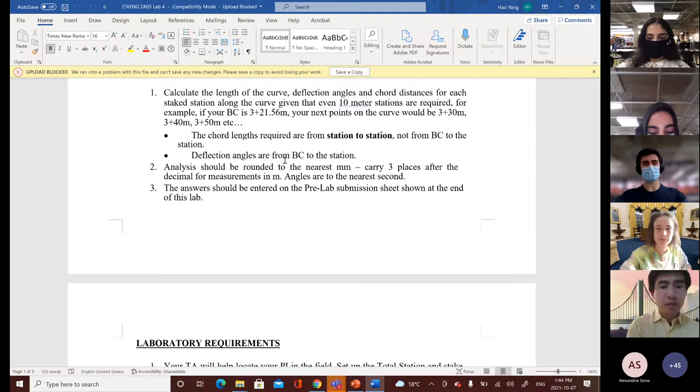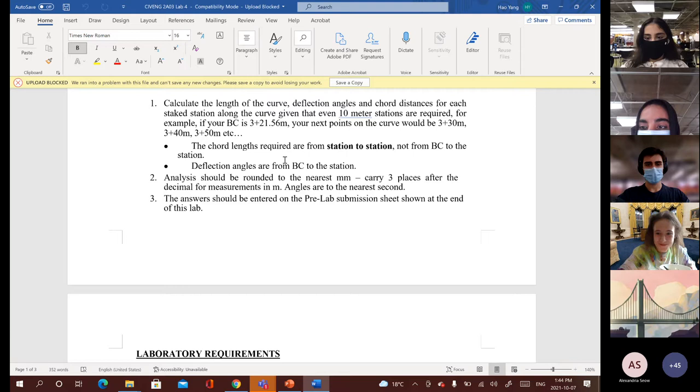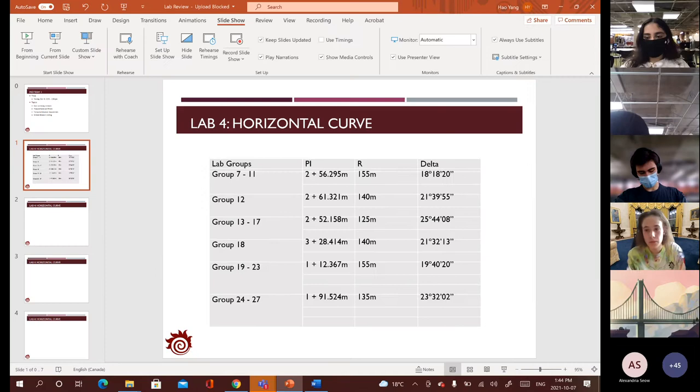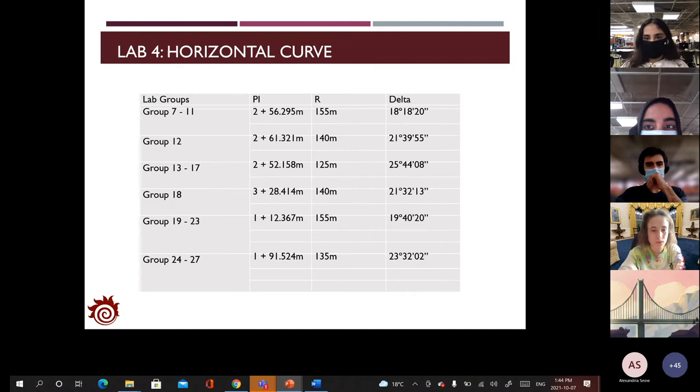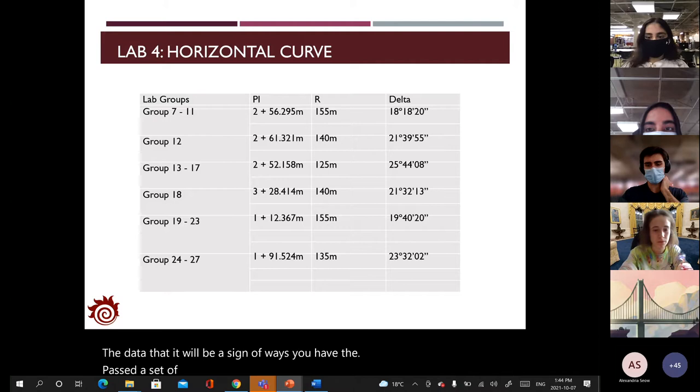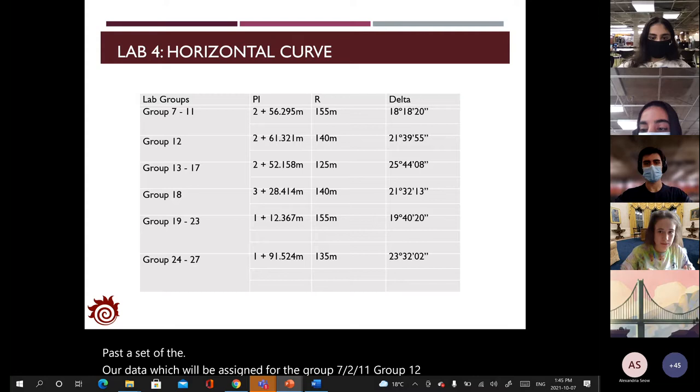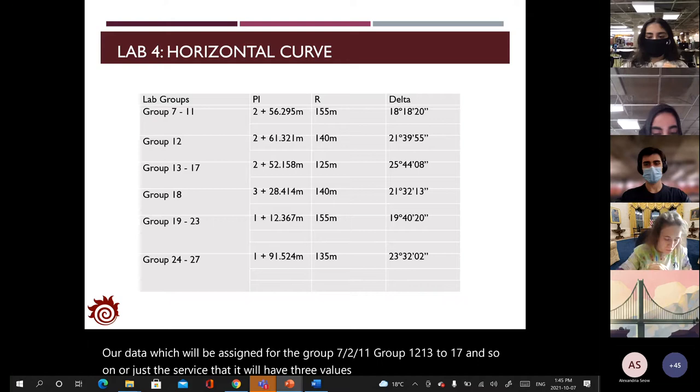So let's see how you're going to prepare for lab 4. Let me show you the slides for what you need to prepare for lab 4. This is the data that you will be assigned, a set of data for groups 7 to 11, group 12, 13 to 17, and so on. With that you will have three values: the PI, radius, and delta.